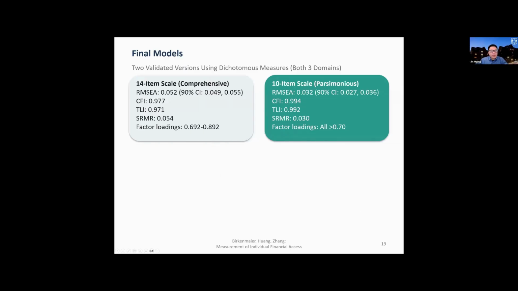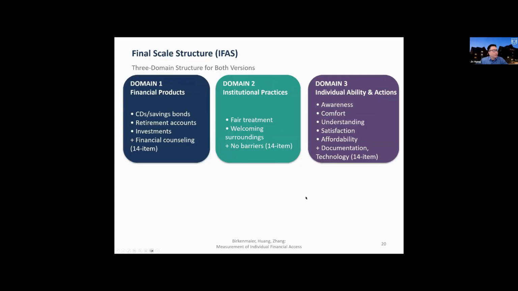So these 5 different model specifications and comparisons led us to 2 versions of factor structure and model specification. One is the 14-item comprehensive version for research, and the other is the 10-item version for clinical or community intake. Both versions are grounded in the same robust factor structure, with very good model fit indices, strong internal consistency, and convergent reliability.